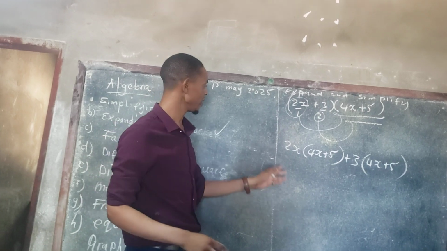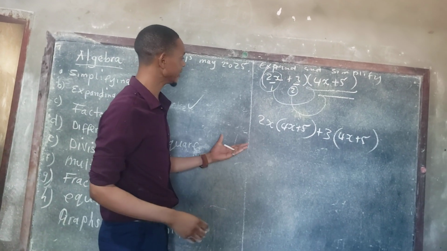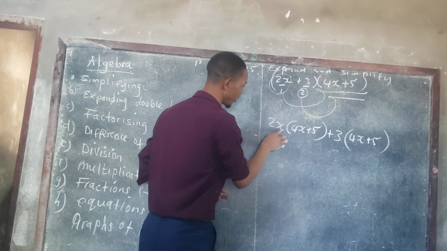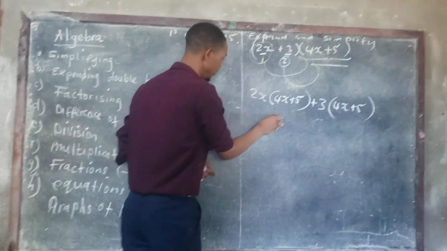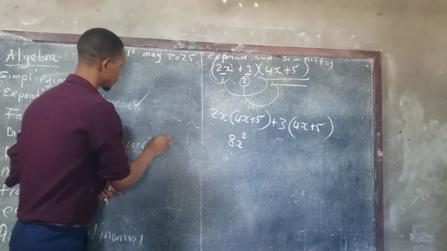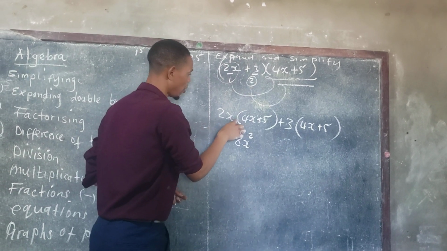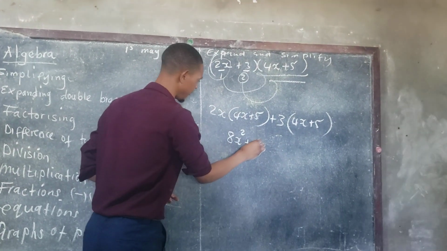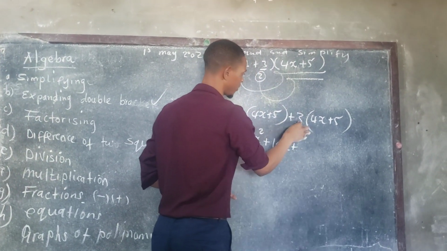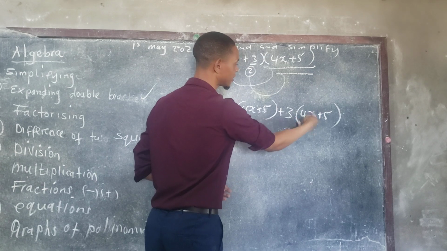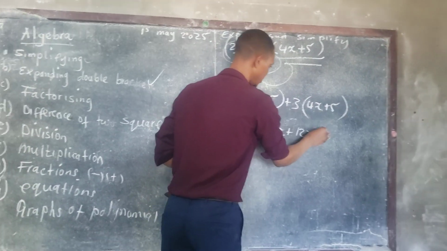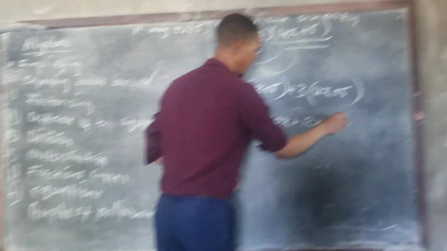Having done that, I begin to multiply by erasing the brackets. 2x times x, I get 2x squared. Then 2x multiplied by positive 5, I get positive 10x. Then positive 3 by x, I have 3x, and positive times positive, I have positive. 3 by 5, I get my 15.